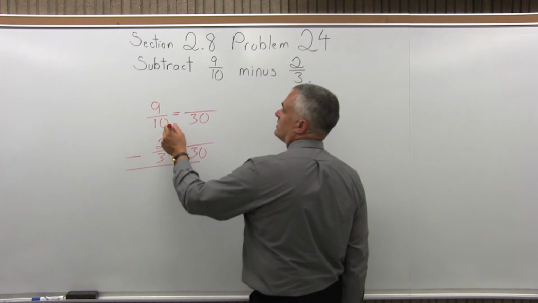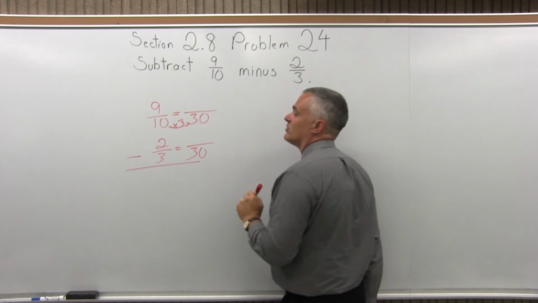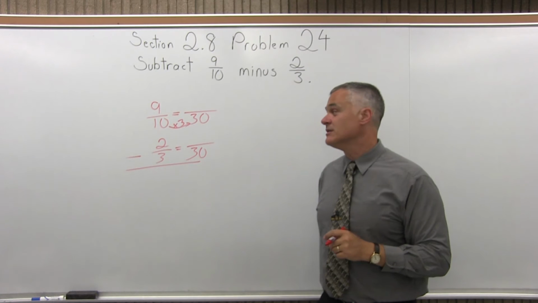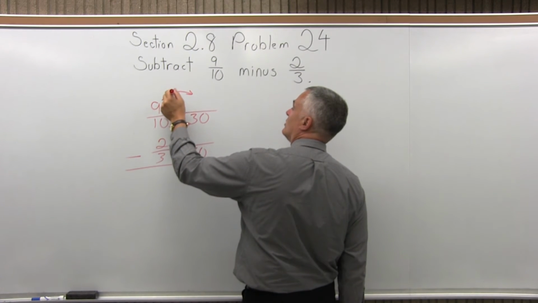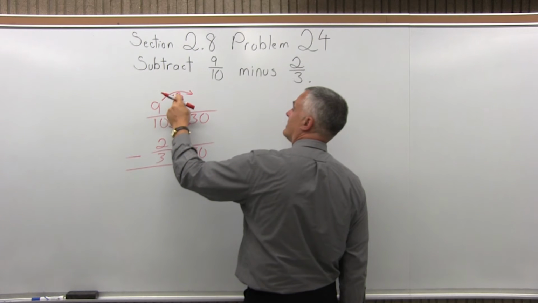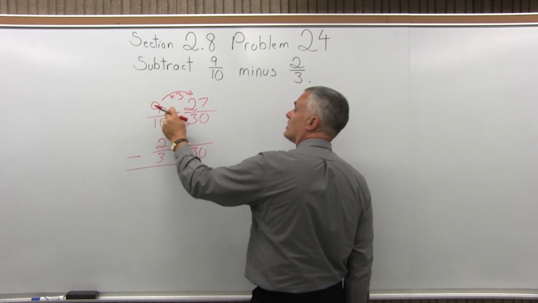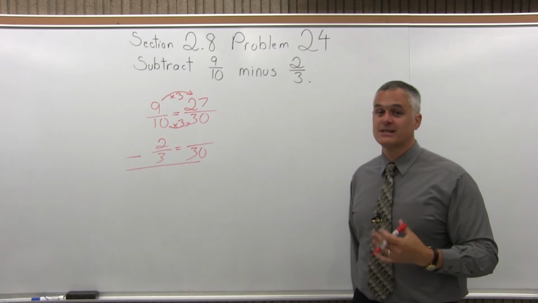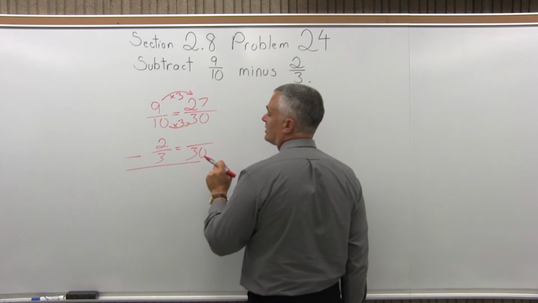So for the 9 over 10, look at the denominators, 10 and 30. 10 times some value became 30. It had to be times 3. So now, take that value of 3 and multiply the numerator times the same amount. 9 times 3 will be 27. So 27 over 30 is equivalent to 9 over 10, but it has that common denominator of 30 that I want. Do the same process with the lower fraction.